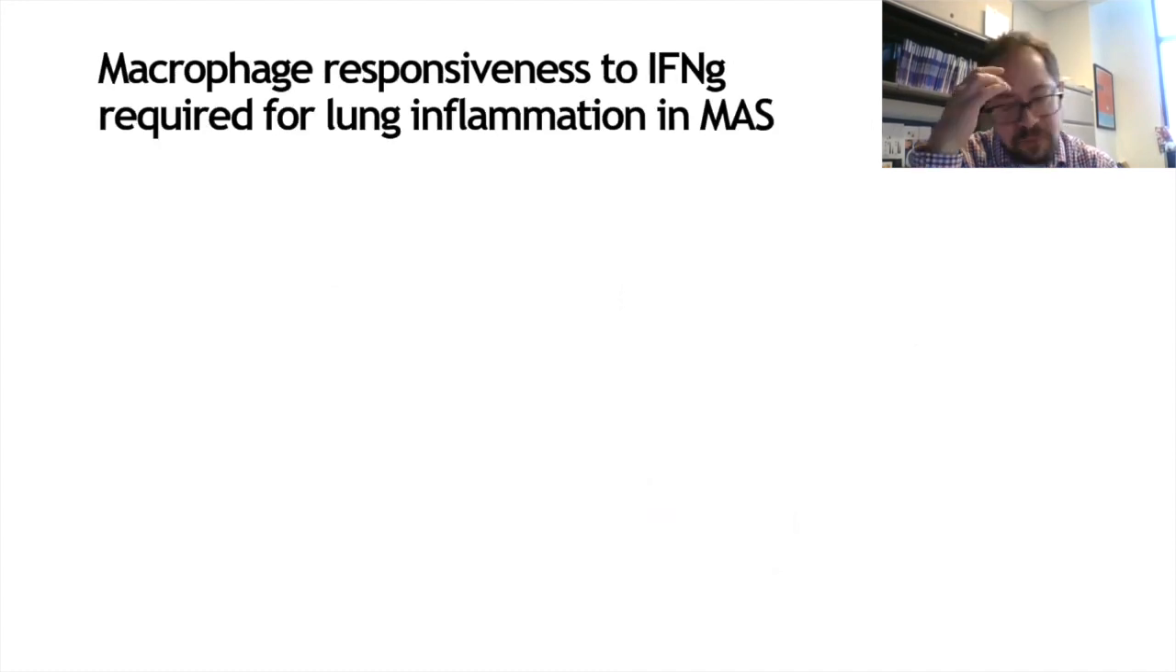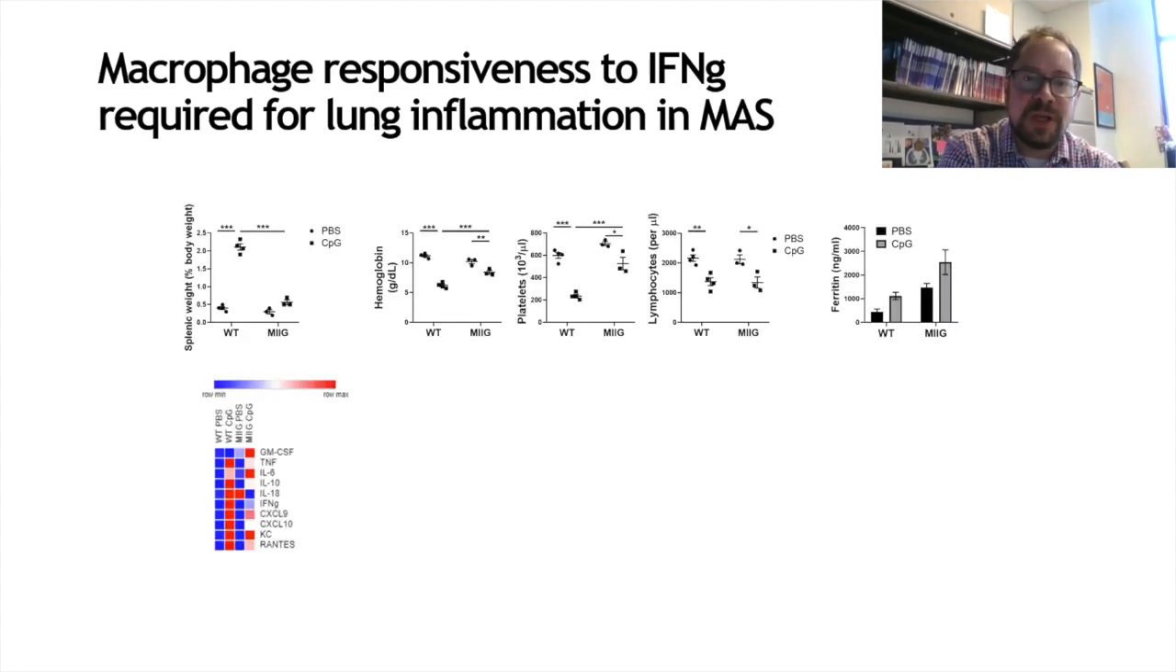Finally, we took advantage of mice from my colleague Mike Jordan at Cincinnati, which are called MIG mice, which are macrophages insensitive to interferon gamma. They have a myeloid-specific defect in the interferon gamma receptor, so only the macrophages can't respond to interferon gamma. When we induce MAS in those mice, we see a similar phenotype to systemic gamma blockade, with much less splenomegaly and much less anemia.